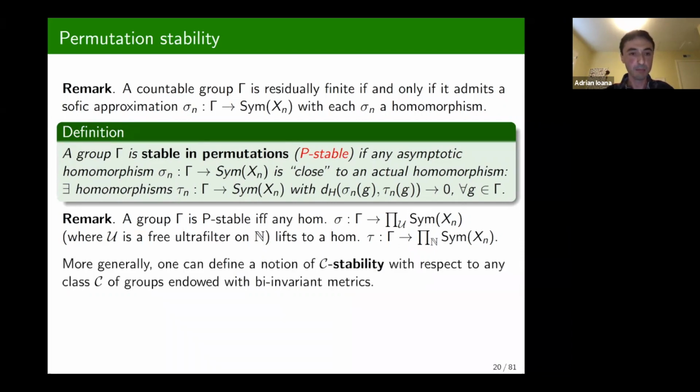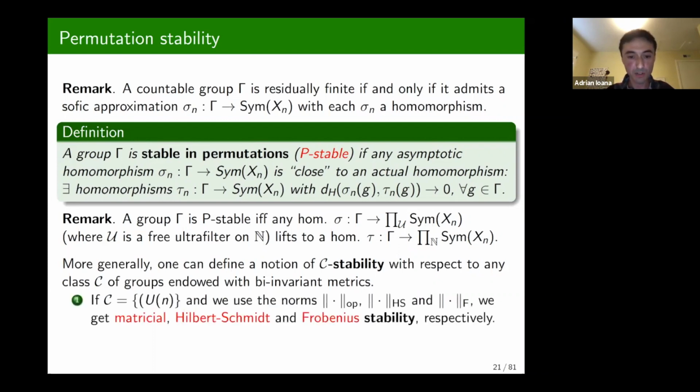All right, and let me also mention that there's a much more general framework here that Alex mentioned just before the talk. So you can define a notion of C-stability not only with respect to permutations, but whenever you have a class of groups C, which are equipped with some bi-invariant metrics. And I'll just mention here some of those. So for instance, if you take the class C to be the class of all unitary groups, you have many choices of norms there. So you could use the operator norm or the Hilbert-Schmidt norm or the Frobenius norm, which is sort of the non-normalized Hilbert-Schmidt norm, to get various notions of stability, matricial, Hilbert-Schmidt, Frobenius stability, all of which have been studied quite a bit in the last few years.